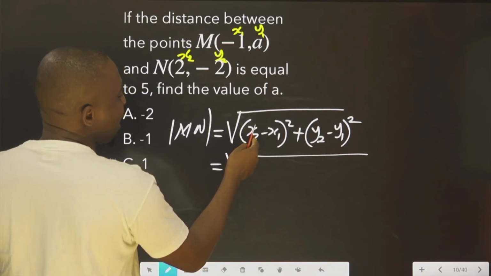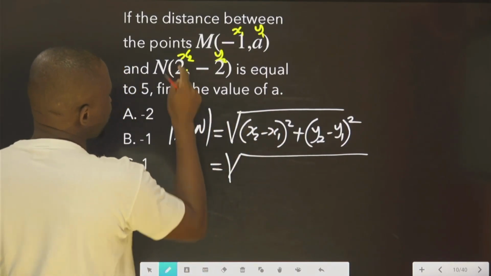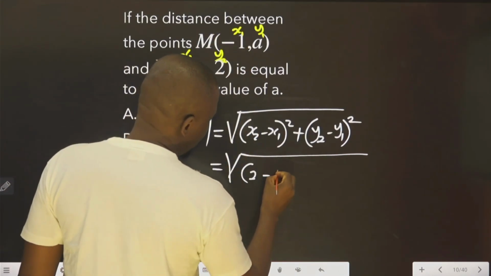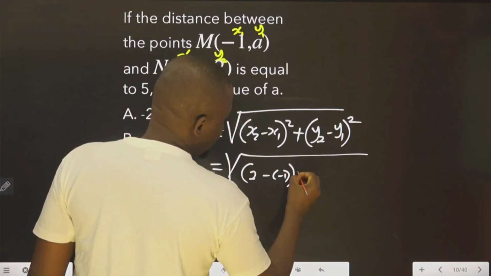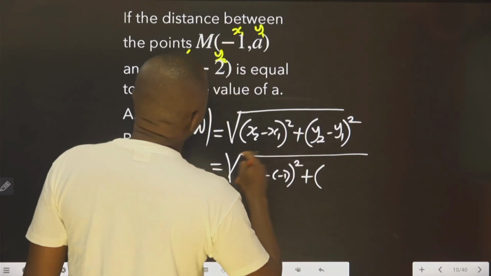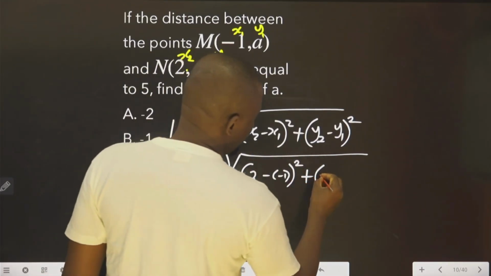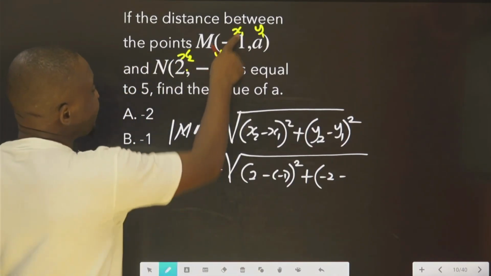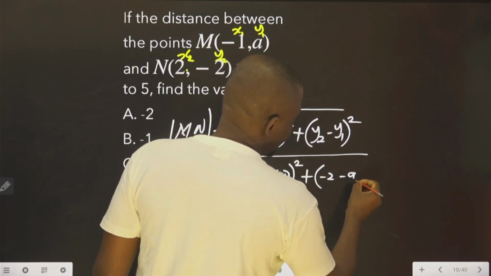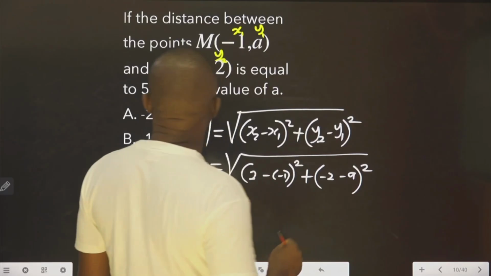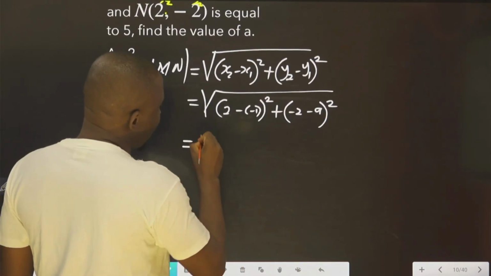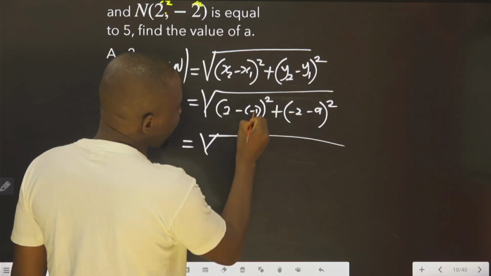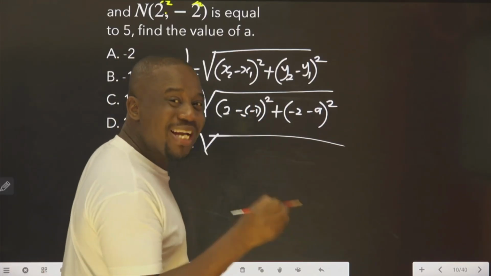So it is x2 minus x1. x2 is 2, x1 is minus 1. We put square here, plus y2 is minus 2, while y1 is a. Put square here, okay? So all we have to do now is to work this out. You agree with me? This is 2. This will give us plus. That is 2 plus 1 is 3.